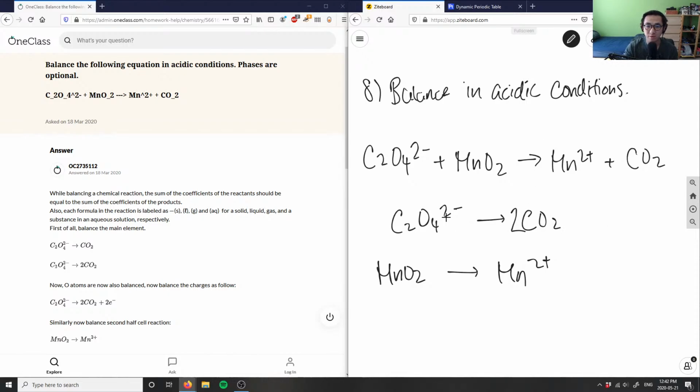And then in this case here, it actually balances out the oxygen as well, because this is 4 oxygens here and 4 oxygens here, which is good. And manganese in this case, I have 1 Mn and 1 Mn here. So that's okay. That's good.